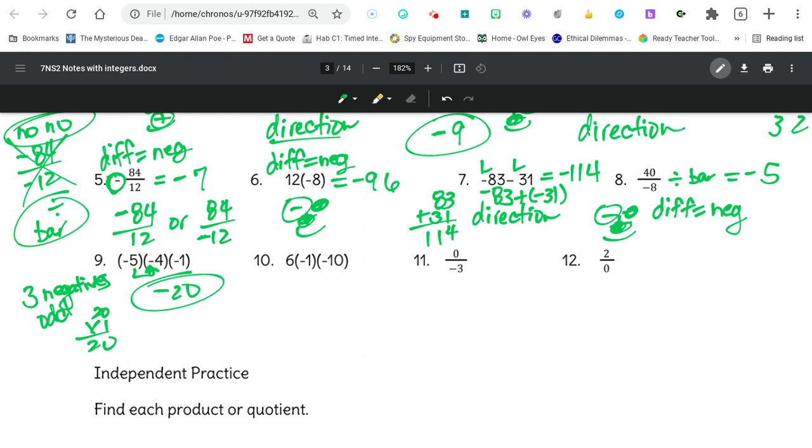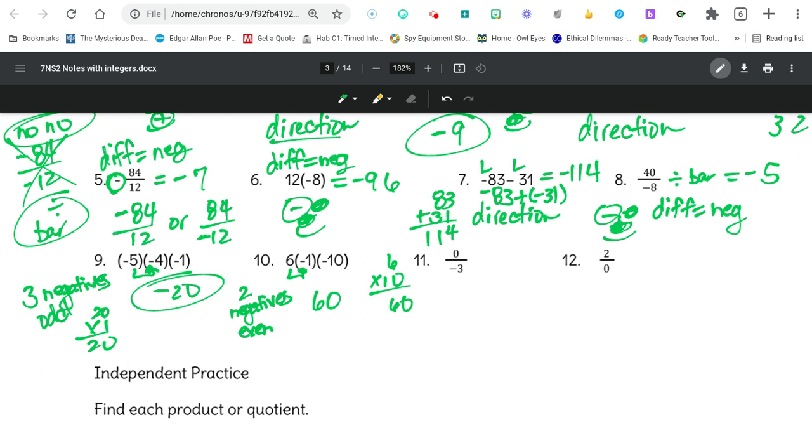Here I have 2 negatives in the problem. 2 is an even number. So I know my answer is going to be positive. Well, I just multiply 6 times 1. 6 times 1 is 6. Then I just multiply by that last 10. 10 times 6 is 60, so it's positive 60.